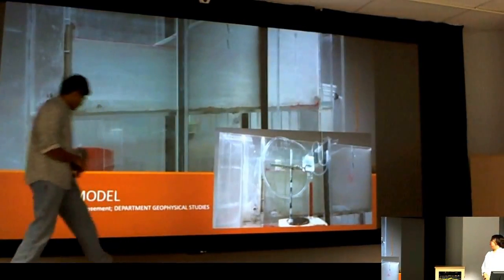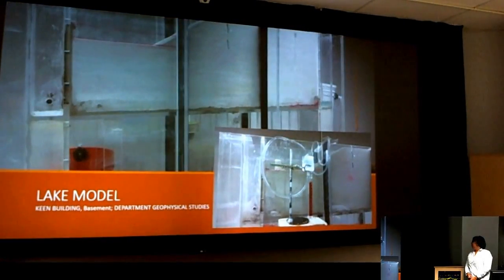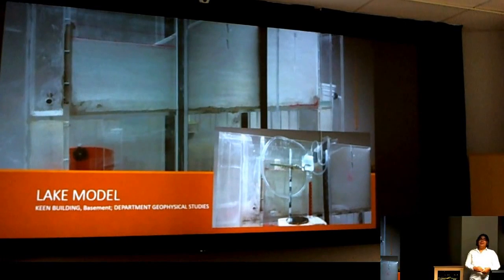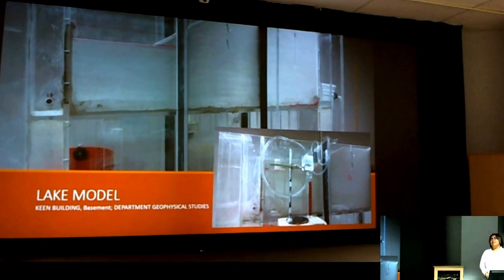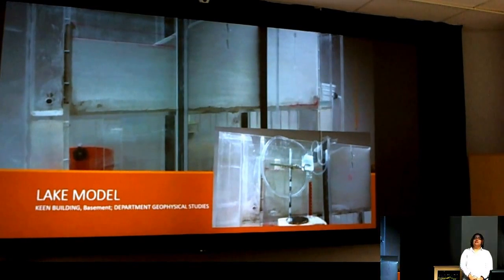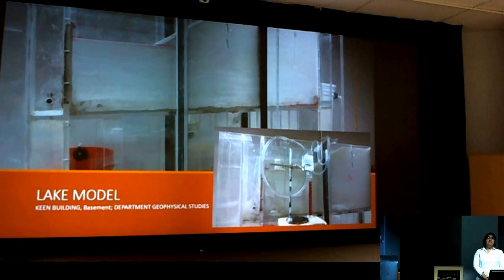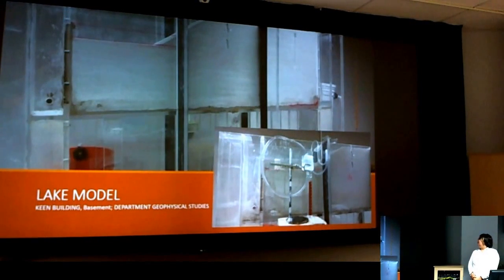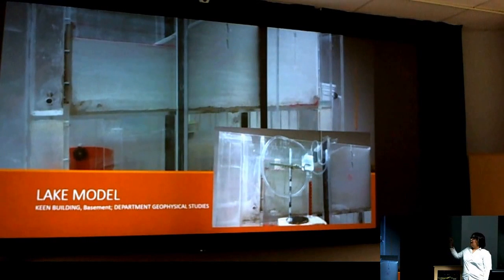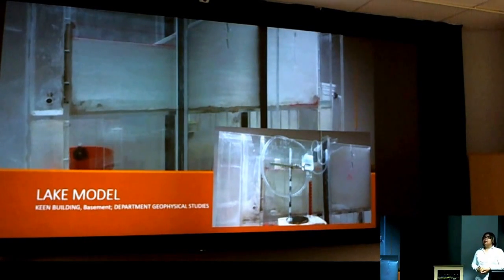So this is the big tank that I mentioned earlier. It's found in the basement of the Keene building, in the Department of Geophysical Studies. It's filled with about 150 pounds of sand. If you see the two red lines in the rightmost corner, the bottom line signifies the surface of the lake, and the top line signifies the height of the water when the lake was fully filled.